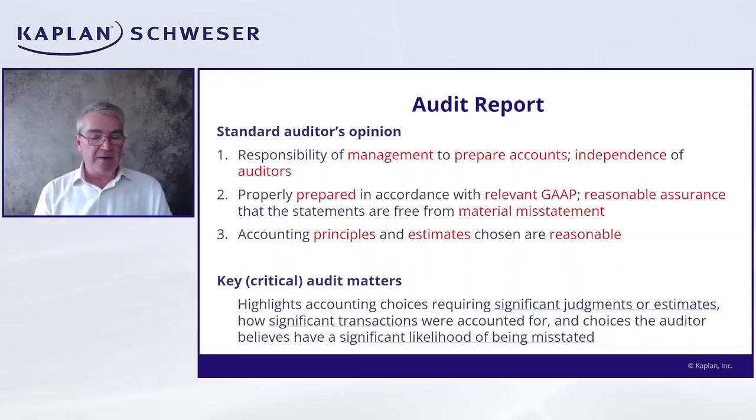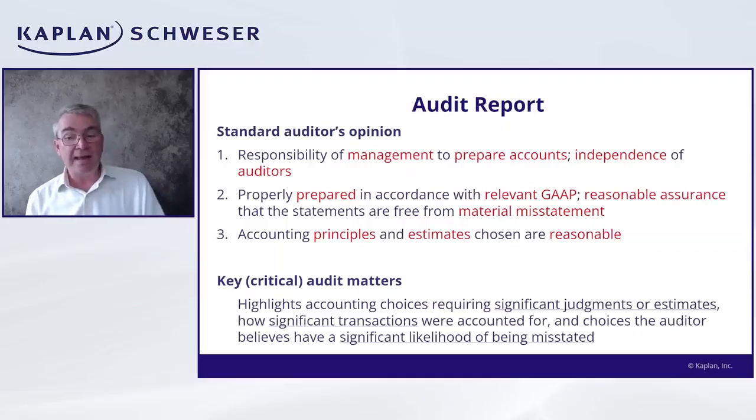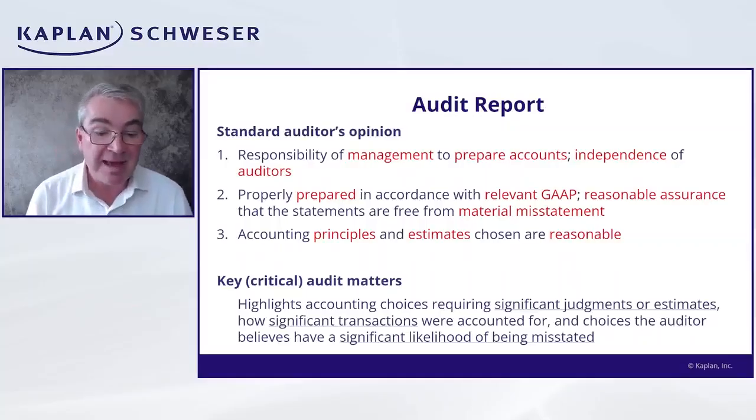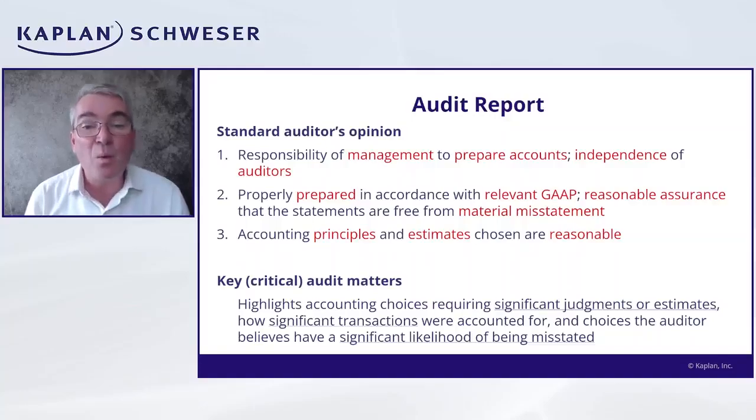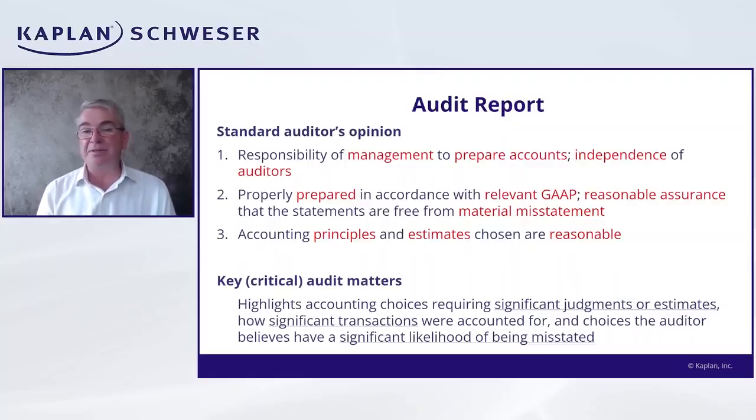Okay, so they also highlight key audit matters. So it will highlight where significant judgments or estimates have been made, and it will also talk about how significant transactions were accounted for, okay? And also notice choices the auditors believe have significant likelihoods of being misstated. So in other words, risks. The auditors will point out where the risks in the financial statements are, where the subjectivity in the financial statements is.